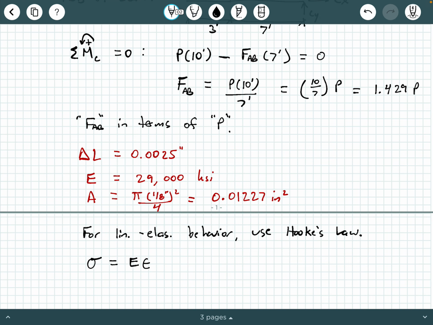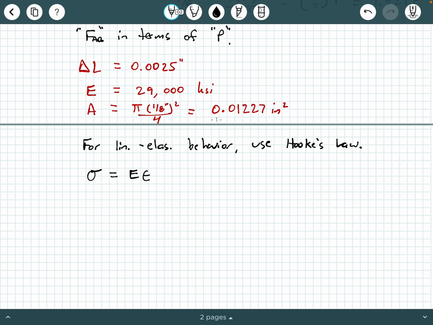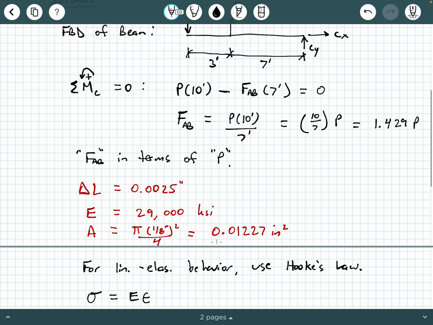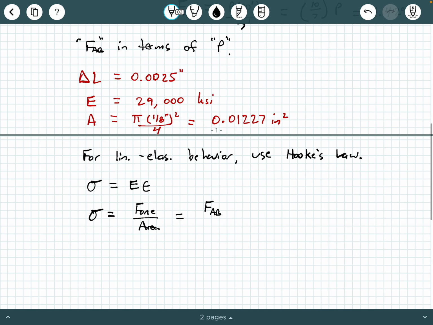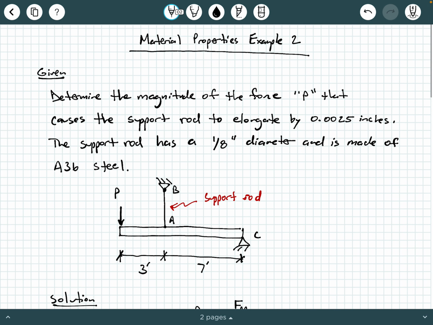And so how do we piece all of this together? Well, remember, average normal stress is going to be force divided by area. And for our support rod, what is that force? That force is FAB, the force in the rod. And then we have the area of the rod that we just calculated. We'll substitute that value in just a second. And then what about strain? Remember, strain is a change in length over the original length. So that's going to be 0.0025 inches divided by the original length of the rod.